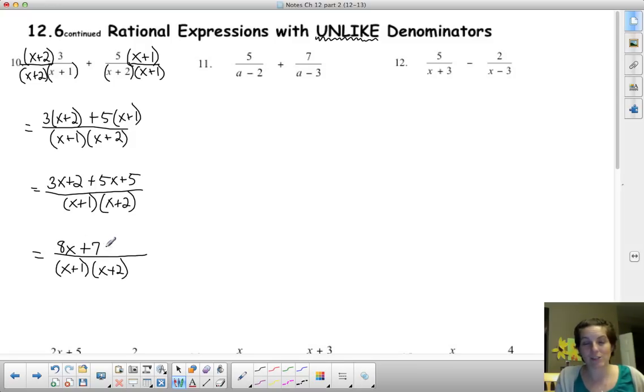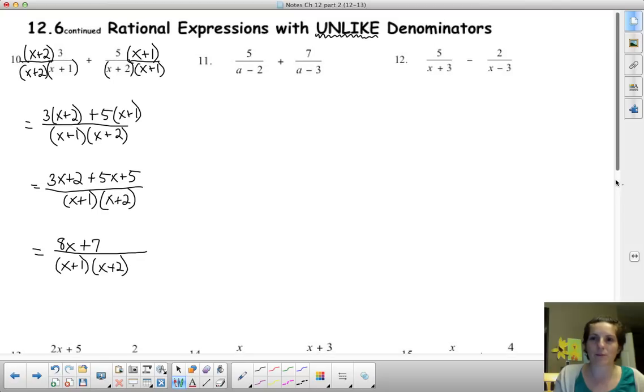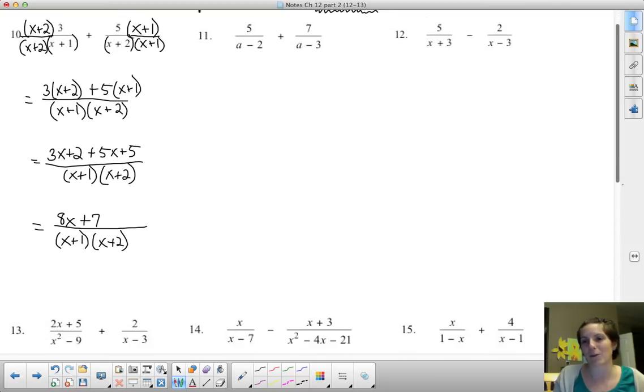If I can factor, I should. Right? If I could simplify this further, I should. But 8x plus 7, there's no common factor, so I can't go any further, and that's simply my answer. Now, I think I'd like you to try numbers 11 and 12 on your own, but let's talk about one more type of problem. Let's go down to number 14 together before you try some on your own.